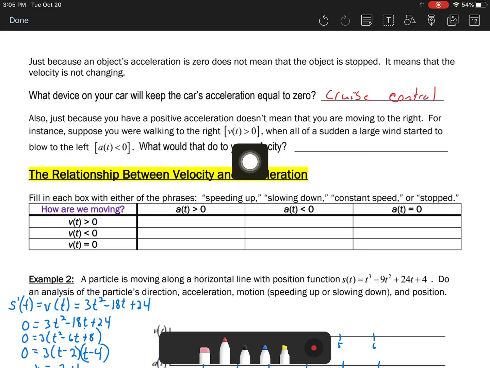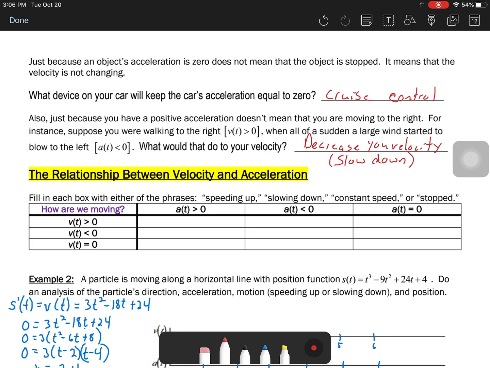What would that do to your velocity? So if you're walking with a positive velocity, say 5 feet per second to the right, but then the wind starts blowing from the left at 2 feet per second, that's going to slow you down. If you're walking into the wind, it's going to slow your velocity down. It's going to decrease your velocity, or slow you down.